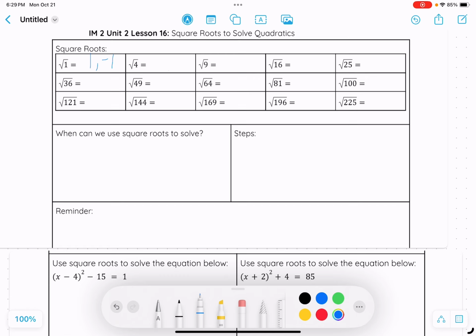Okay, and then going through, for 4, what number times itself equals 4? Again, we should have positive and negative 2, which we can write using that plus-minus sign like we did yesterday with our quadratic formula. So now I want you guys to go through and do the rest of them. They are in order. So like 9, we have plus and negative 3. 16, you should have plus and negative 4. So go through and fill in the rest of them.